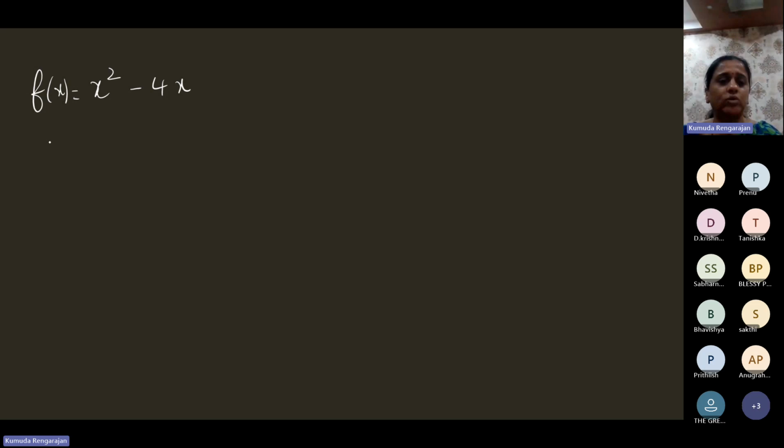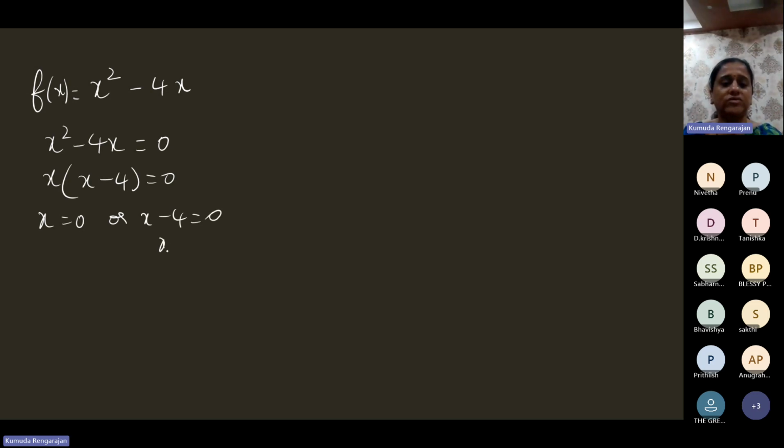So here what we have to do is equate the quadratic polynomial to 0 to find the zeros. Here you should take out x common. So x into x minus 4 is equal to 0. Now the product is 0, so x is equal to 0 or x minus 4 is equal to 0. So x is equal to 4. So alpha is equal to 0, beta is equal to 4, or alpha is equal to 4, beta is equal to 0. That order is not important. One value goes for alpha, the other value goes for beta.